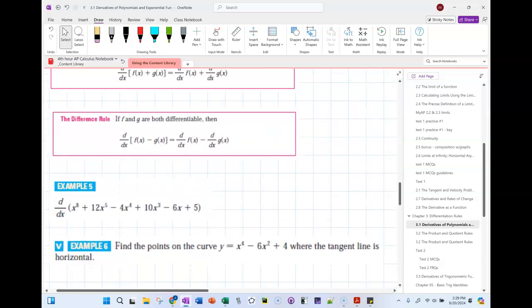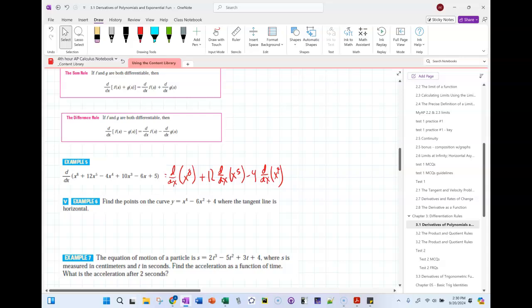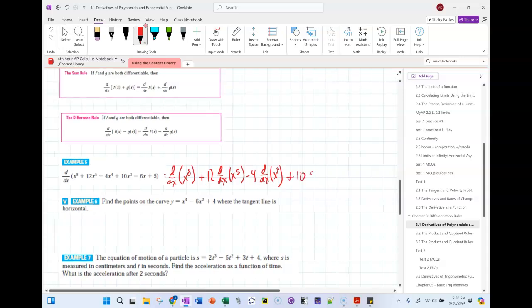All right, so let's take a look at this one. What if I want to do the derivative of x to the 8th plus 12x to the 5th minus 4x to the 4th plus 10x to the 3rd minus 6x plus 5? Well, I'm going to use my derivative rules, so I can distribute that through, and I can pull the constants out front. You guys feel okay with what I'm doing right now? Any questions as I write this out? You're following the logic, I hope.